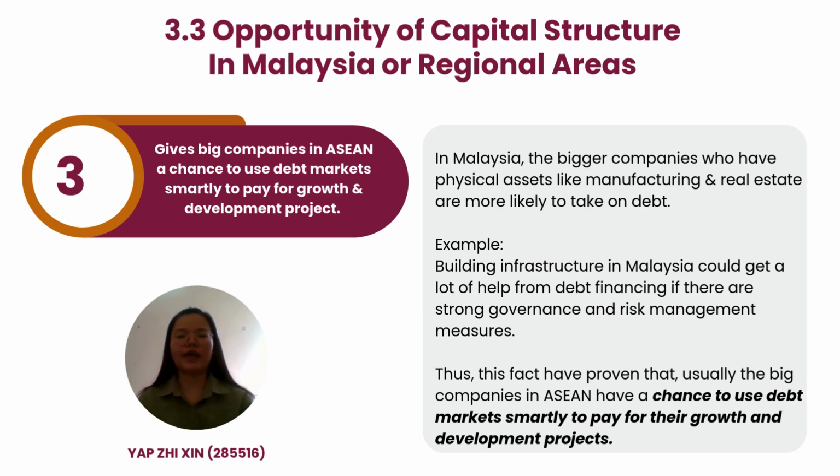Moreover, the opportunity of capital structure is that it gives the big companies a chance to use the market smartly to pay for growth and development projects. For example, in Malaysia, mostly the bigger companies who usually have physical assets like manufacturing or real estate are most likely to tap on that. For example, building infrastructure in Malaysia could get a lot of help from that financing if they have strong governance and risk management measures. So this fact has proved that usually the big companies in ASEAN have a chance to use the markets very smartly to pay for their growth and development projects.